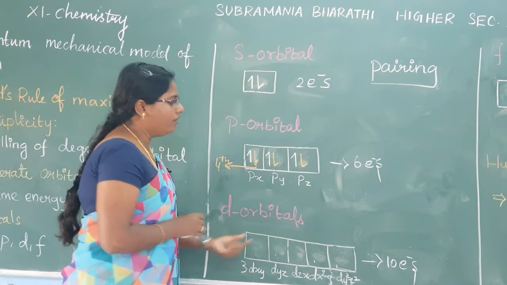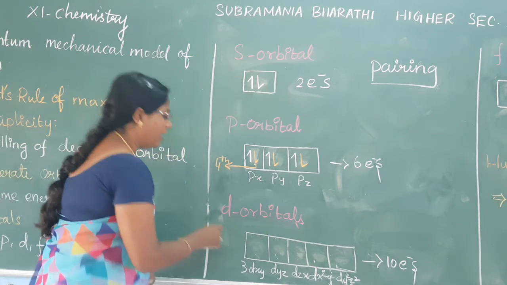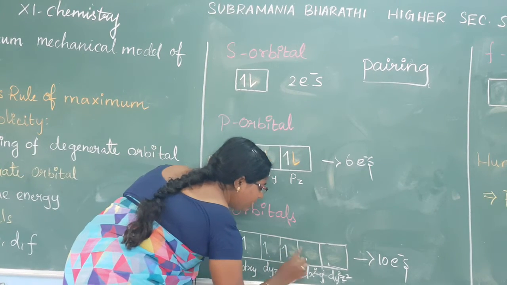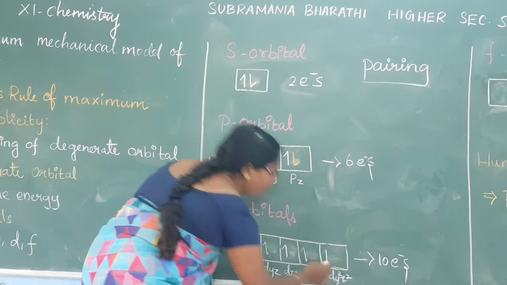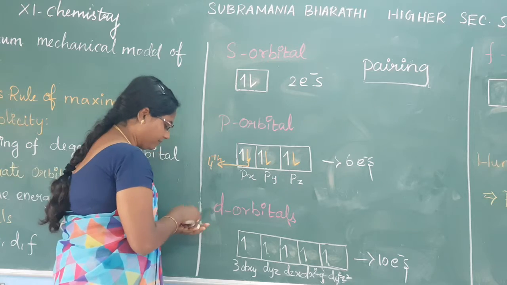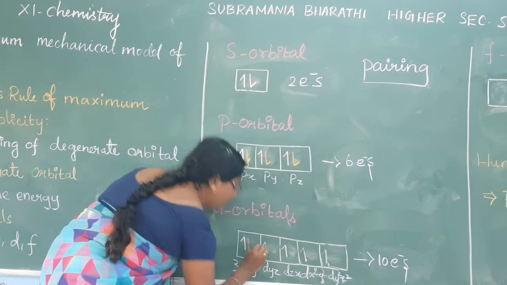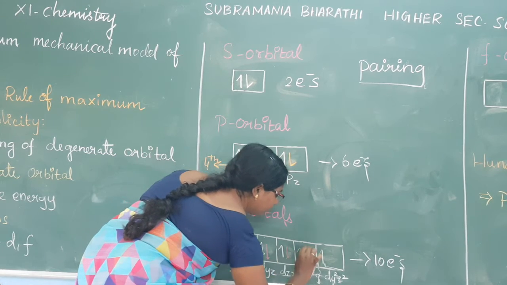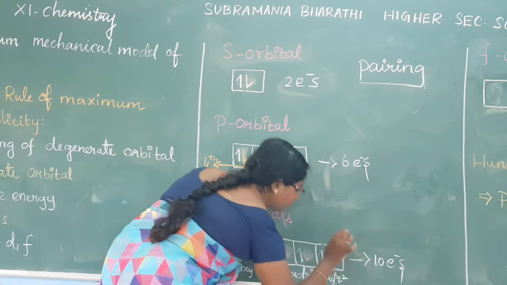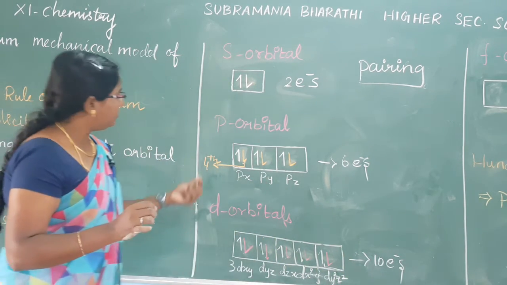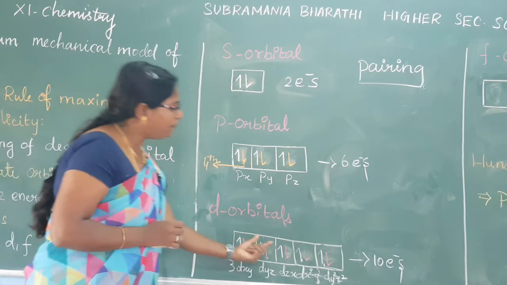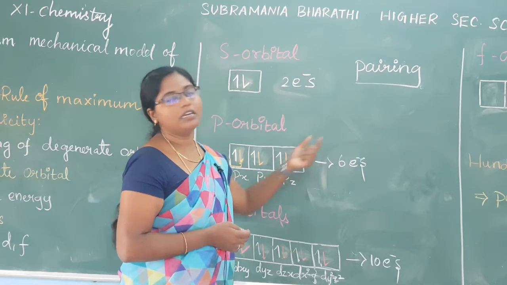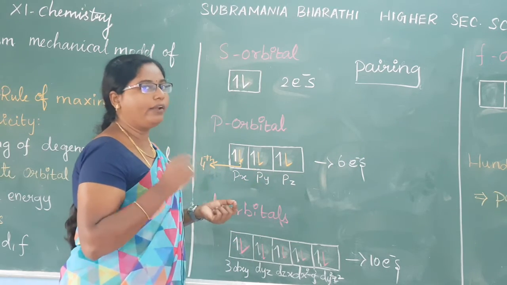In D orbital, we have 10 electrons. Let me write the electrons. Electron number 1, 2, 3, 4 and 5. Where does the pairing start? The 6th electron starts pairing here. Okay. So, this Hund's rule explains the pairing. The pairing will not take place until all the available orbitals are filled by 1 electron each.